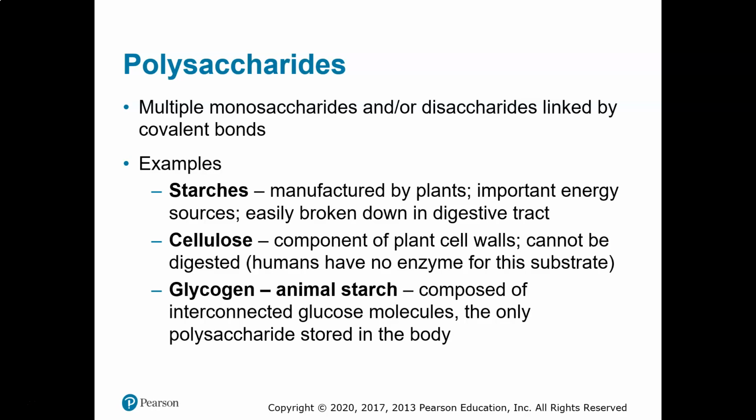Polysaccharides are made of many monosaccharides. Common polysaccharides are starches. We get those from potatoes and grains, our pasta and our breads. These are examples of starches in our diets. Cellulose is a polysaccharide found in the cell walls of plants that humans are unable to digest. But we do use cellulose as fiber to help us digest our other nutrients that we are able to digest. And glycogen is animal starch. It is the way that animals store glucose in the body, in the liver cells mostly.